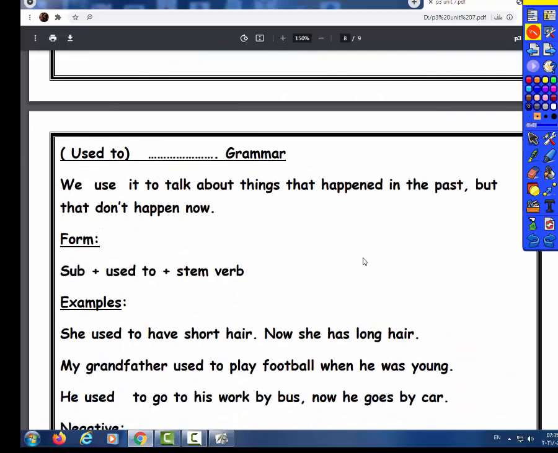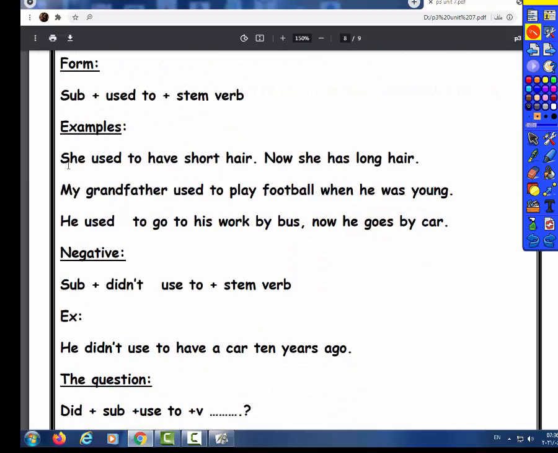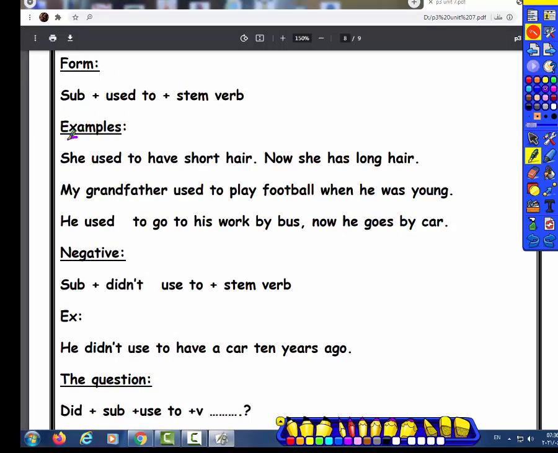And at the last, this is used to grammar. Used to means to talk about things that happened in the past but that don't happen now. After used to comes a verb stem. As for example, first we start with the subject, she. After that, used to. After used to comes the verb stem, have. Verb stem, verb without any addings.